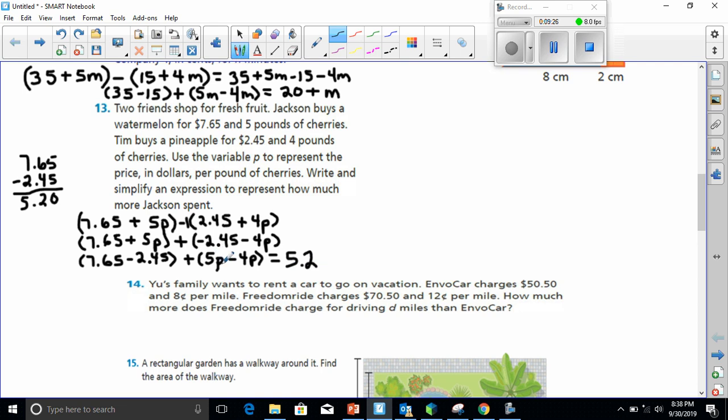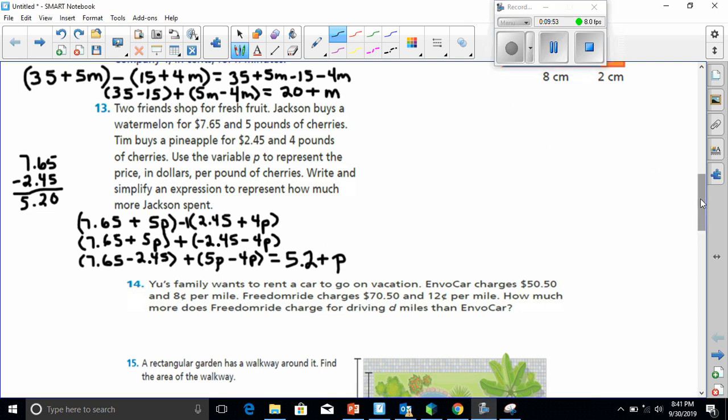And 5p minus 4p, well, that's going to be plus p, right? 5 pineapples, let's just say, or minus 4 pineapples would be 1 pineapple. So whatever the price is going to be, there's going to only be one of them instead, multiplying it by 1 instead. So 5.2 plus p will be your answer.